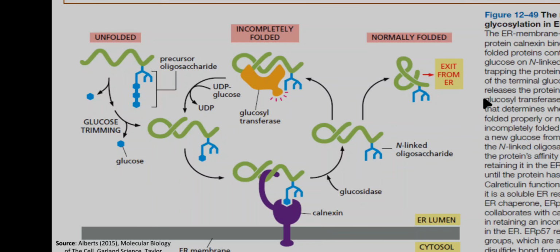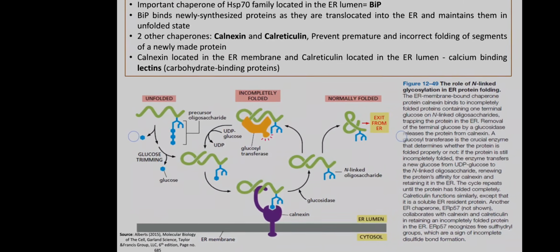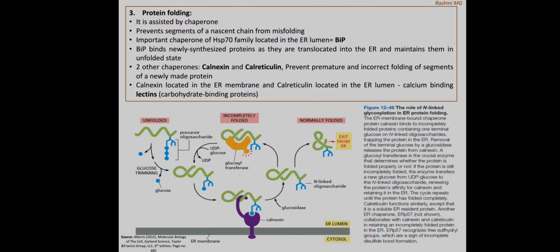for further processing. If it is not folded properly, then it gets back into the cycle with the help of glucosyl transferase. This glucosyl transferase will add 1 glucose again, so that it can be cycled back for the next rechecking process. So this is to ensure the perfect folding of the protein, and it happens majorly in the ER lumen.